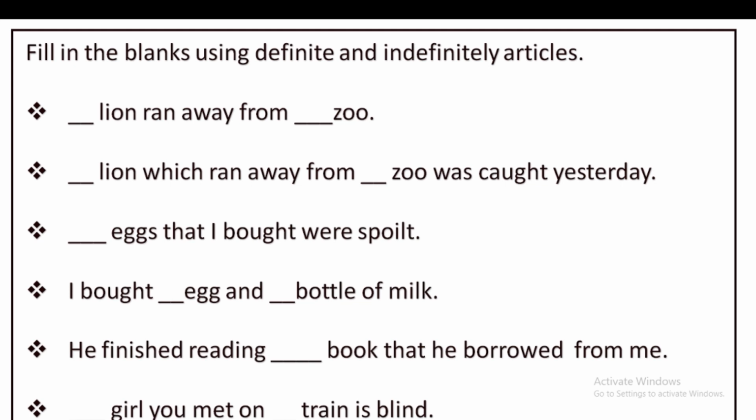Yes, next one. Dash girl you met on dash train is blind. Again, specific, because we are not talking about every girl and every train. We are talking about the girl you met on the train, because here, specifically, we are talking about a blind girl. The girl you met on the train is blind.